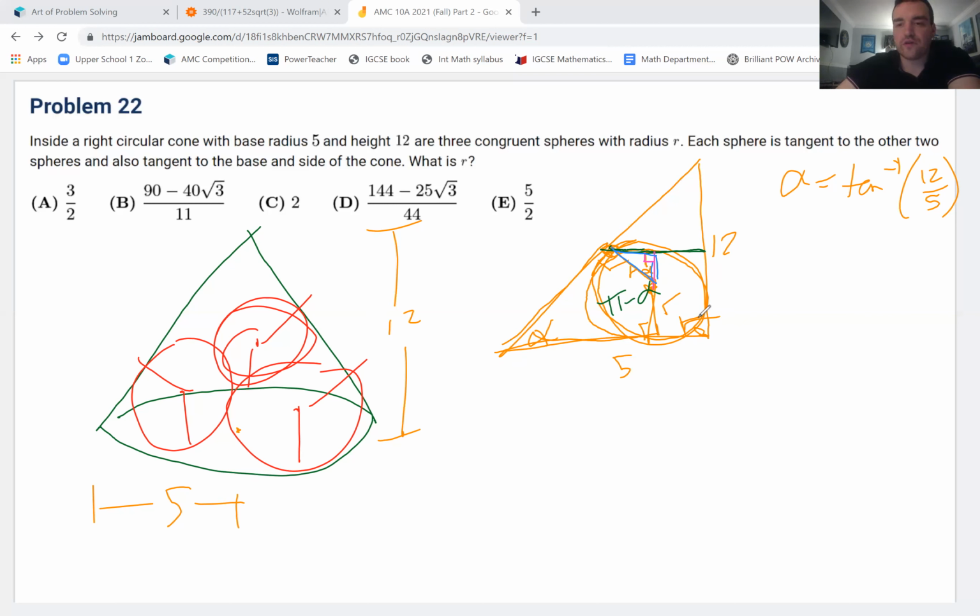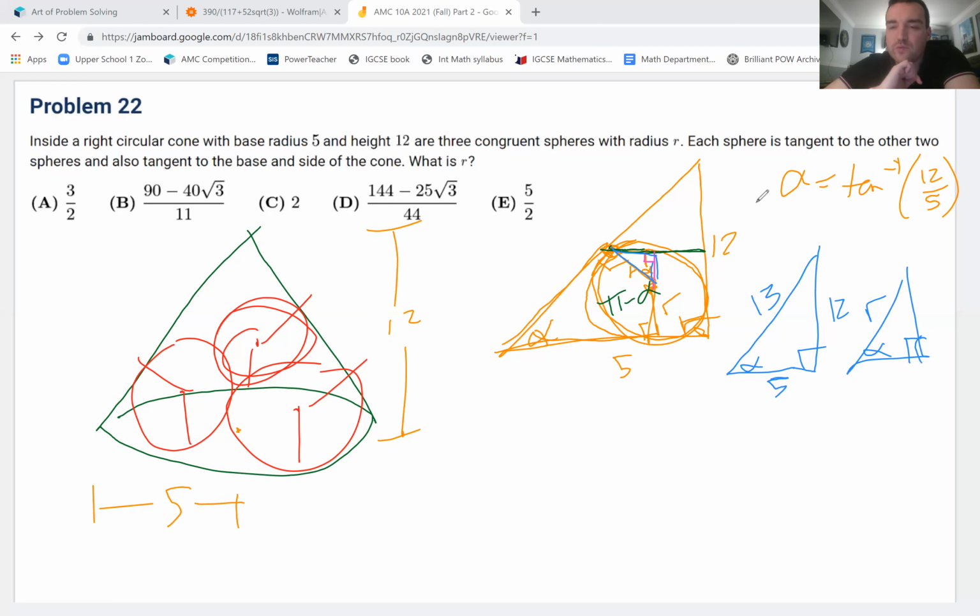So if I draw the two triangles, if I separate them, where this is 5 and this is 12, this is the big triangle. And then I draw this triangle over here, where this distance is r. I know that these angles are both equal to each other, and these angles are both equal. So I know the triangles are similar. Now, you should know that when you have 5, 12, the hypotenuse has to be 13.